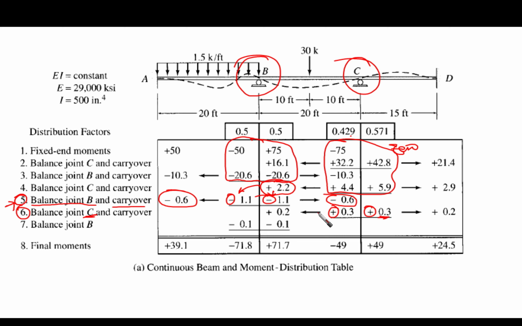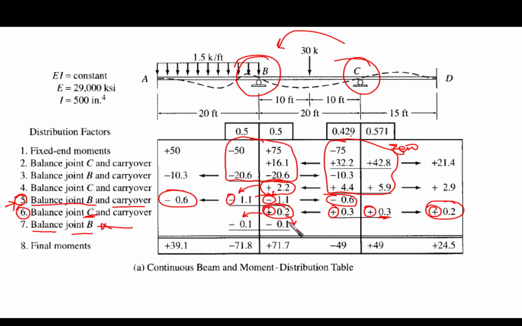Make a carry over, half here. Actually, half of 0.3 should be 0.15, but we are making an approximation, so 0.2 here and 0.2 here. Take care, the same sign. Then go back to point B again, balance point B, and there is no carryover here, so you stop here. Why should I stop? Because you are working on 0.2. The unbalanced moment is very small, 0.2. You can imagine.